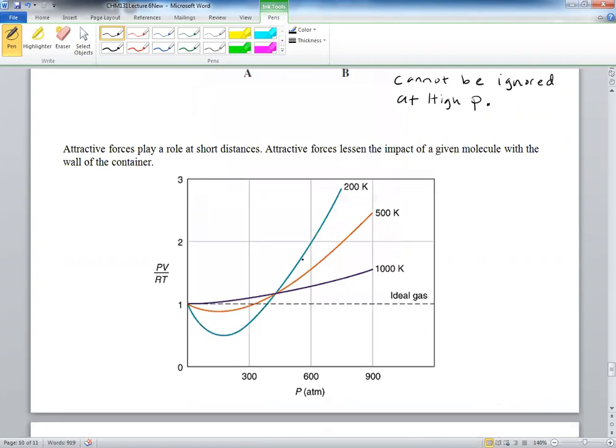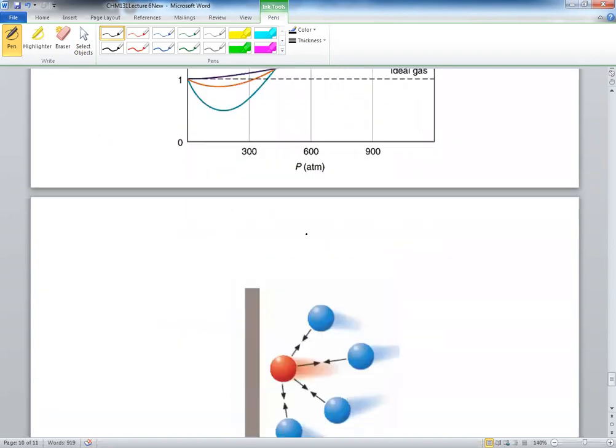The other one is attractive and repulsive forces. Attractive forces are positive to a negative. And of course, repulsive forces are negative to a negative or positive to a positive. We say that those actually do play a role. But when? When do they play a role? At low temperatures.